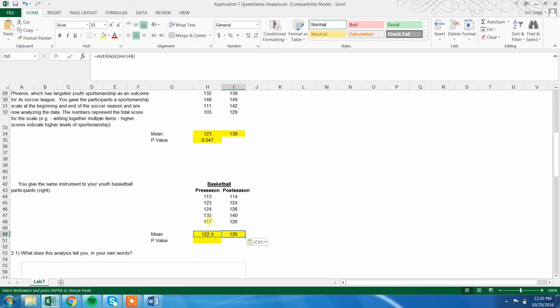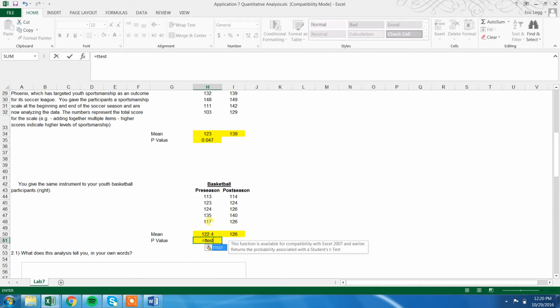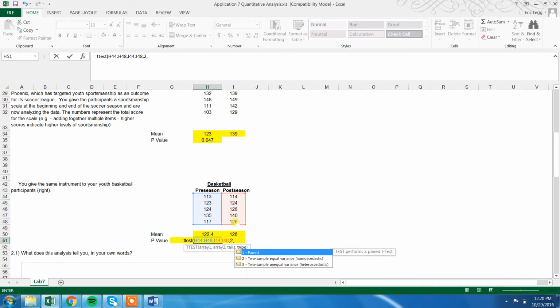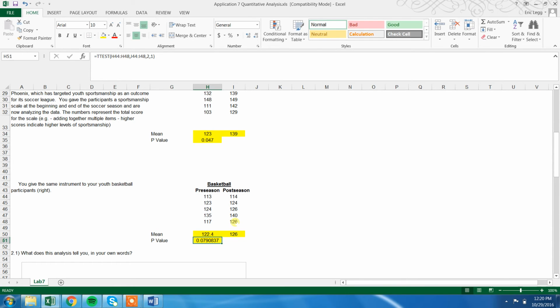Paste it over, okay. Again, difference in our sample, what's the probability that difference exists in our population? Equals t-test, parentheses, highlight my first range, comma, highlight my second range, comma, 2, comma, what type of t-test? It is a matched pairs, one group, 2 different points at a time. That's comma 1, parentheses, enter.